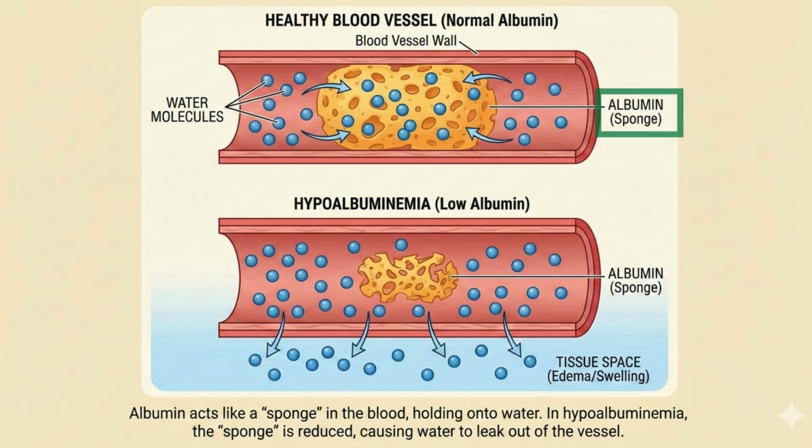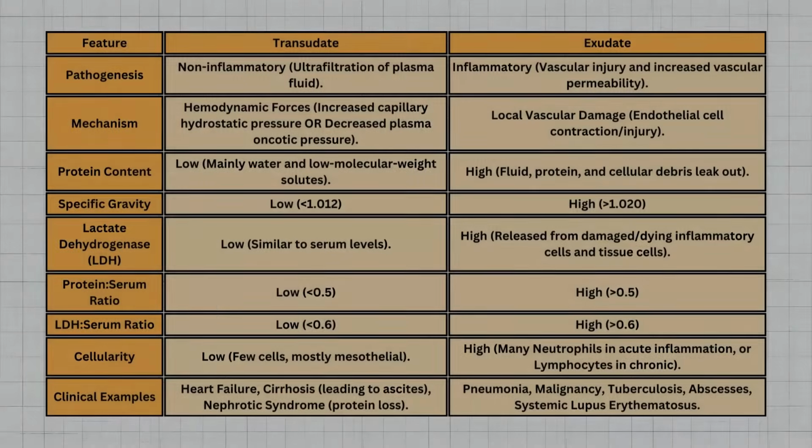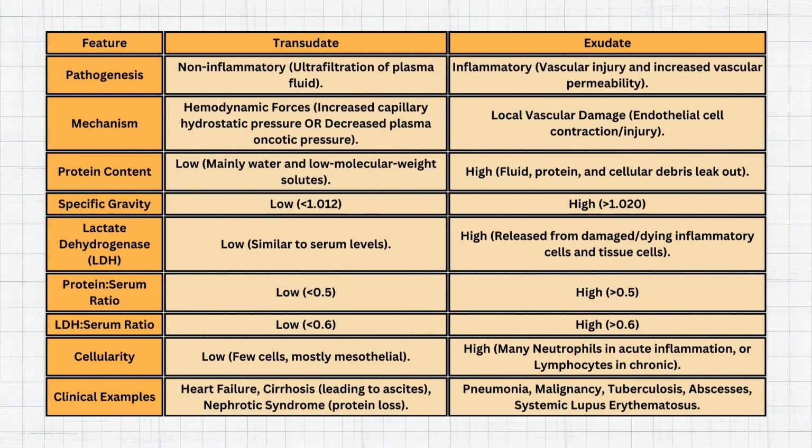Think of albumin as a sponge inside the blood vessel holding on to water. If you lose the sponge, as happens in hypoalbuminemia, water leaks out. Go through this table to understand the differences between transudate and exudate.